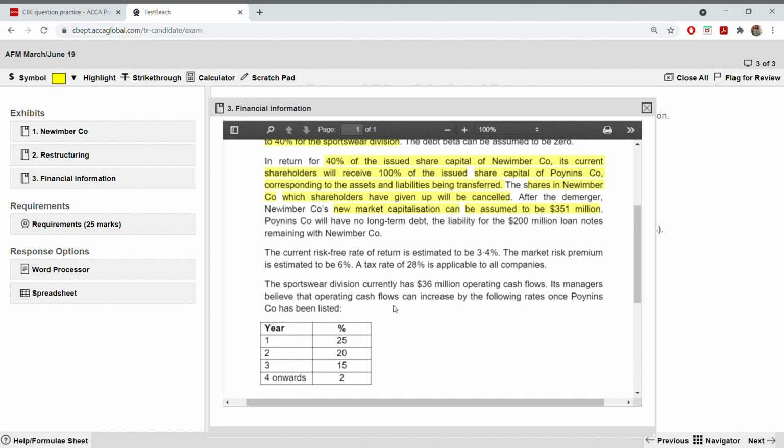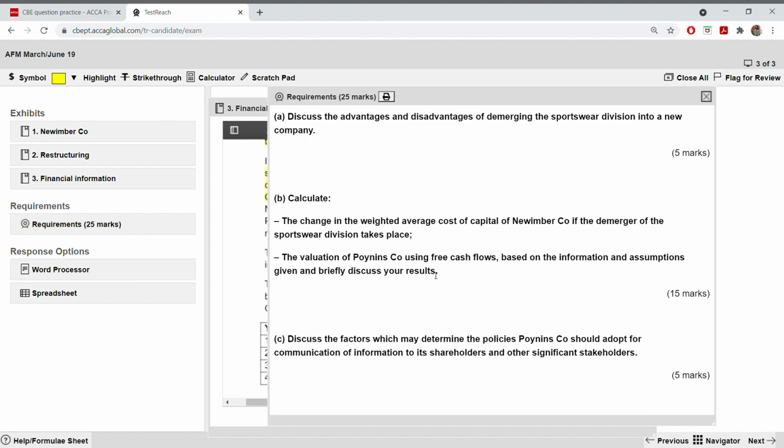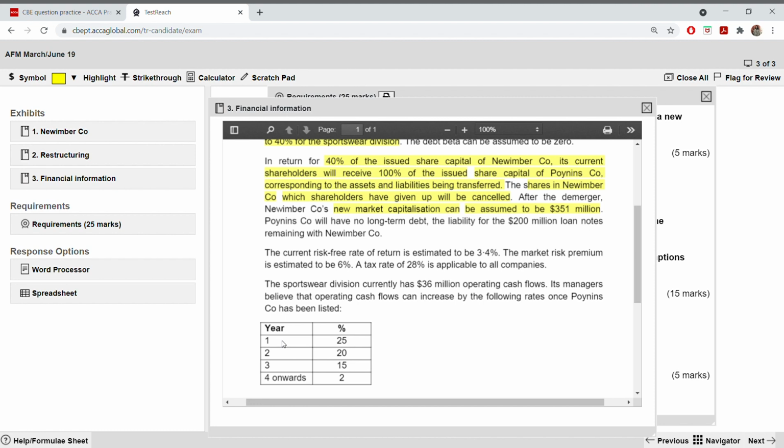Sportswear division currently has, definitely they will give information about which division, the division which you are going to sell off. They will give you separate information because they told free cash. See in the requirement itself they told using free cash flow. Definitely they will give you free cash flows. They will give the cash flow of the pointers. So that is this only. They have given you 1, 2, 3, 4 year onwards.